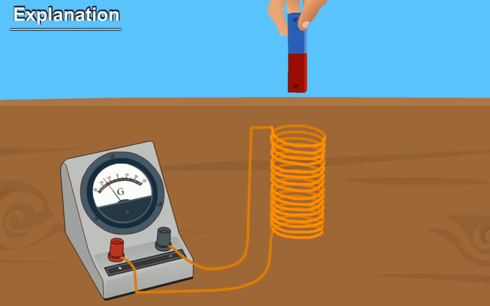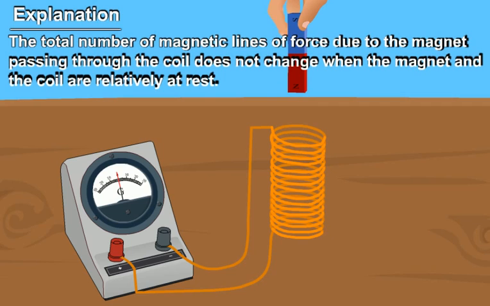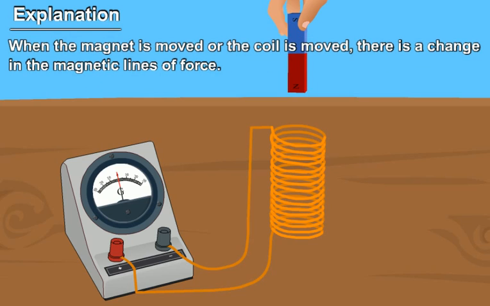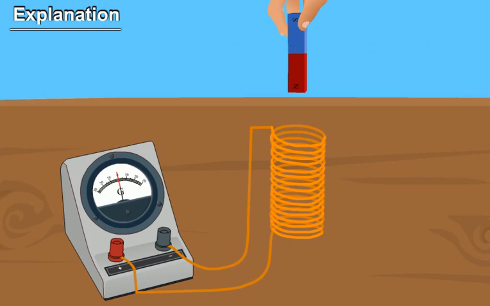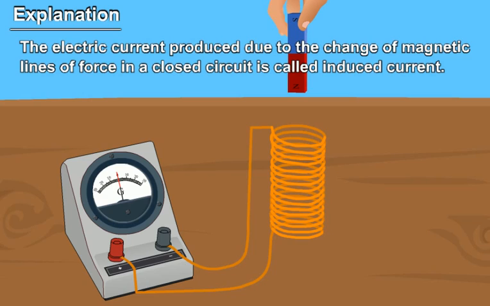Here is the explanation. The total number of magnetic lines of force due to the magnet passing through the coil doesn't change when the magnet and the coil are relatively at rest. But when the magnet is moved or the coil is moved, there is a change in the magnetic lines of force. This causes the flow of electric current in the circuit. The electric current produced due to the change of magnetic lines of force in a closed circuit is called induced current.